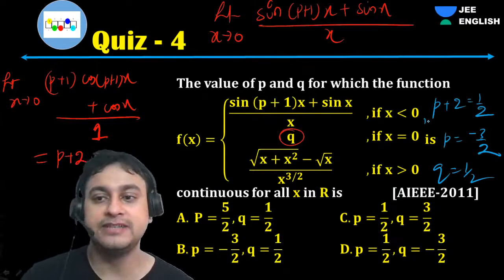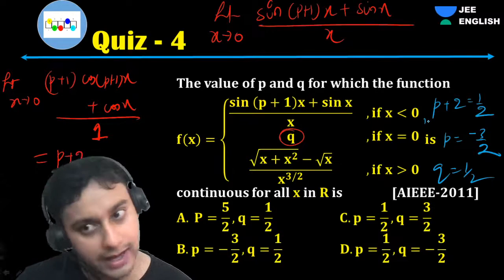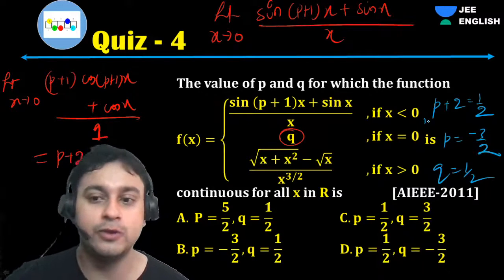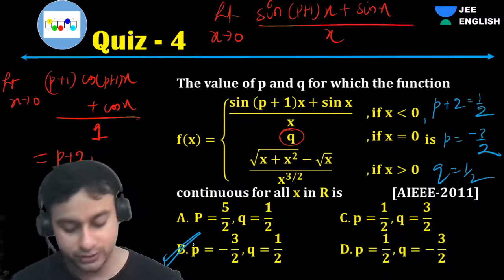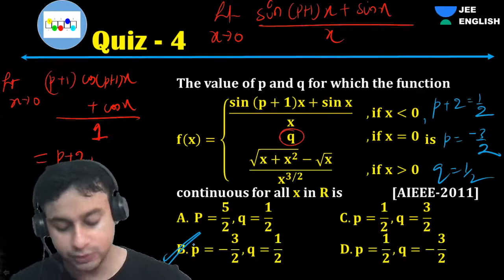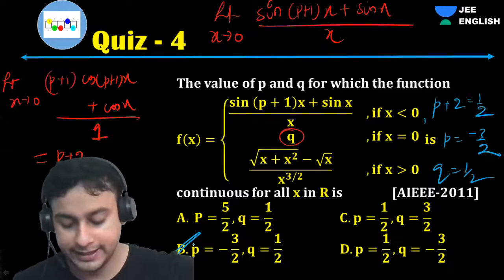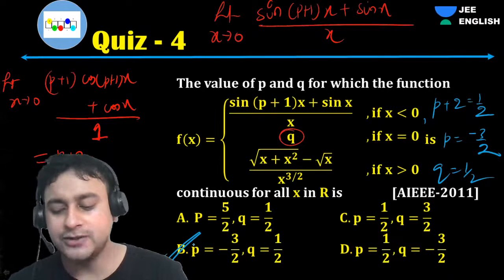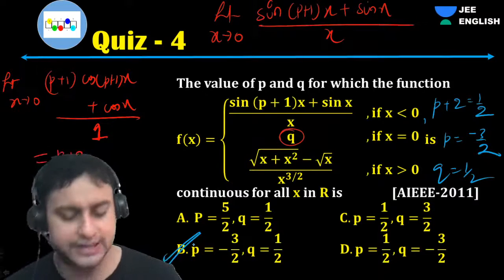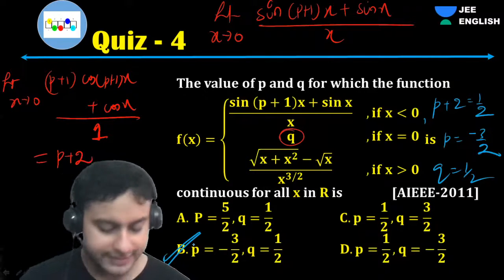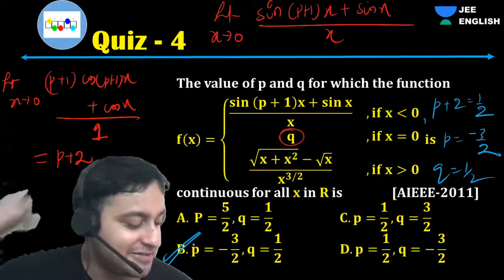Yes. P plus 2 will be equal to what? Half. And Q is also going to be half. So that is what our answer is, because LHL equals RHL and is equal to f of a. Understood, guys? So these are very, very basic standard problems asked every year in mains. You can expect these questions in bulk.